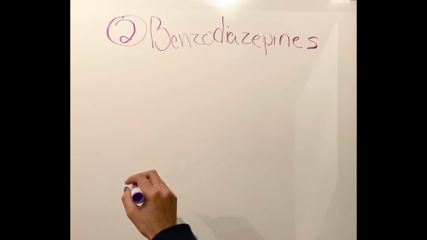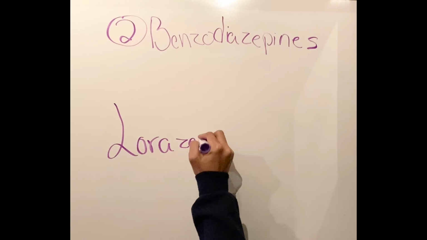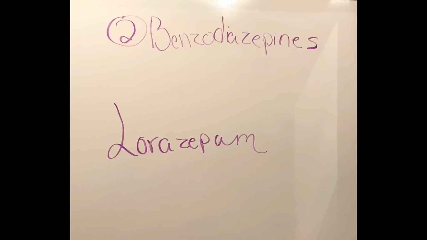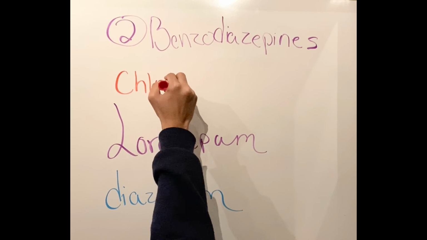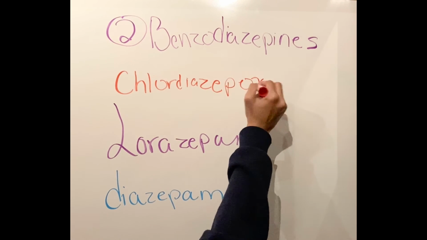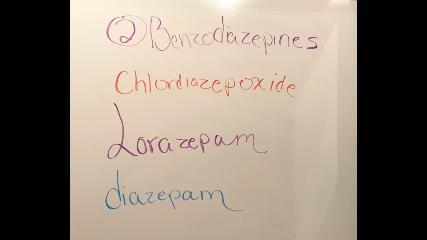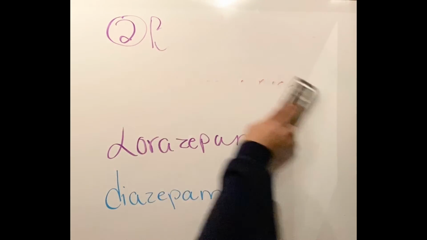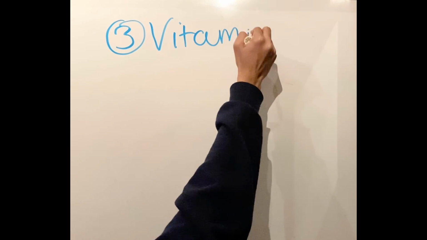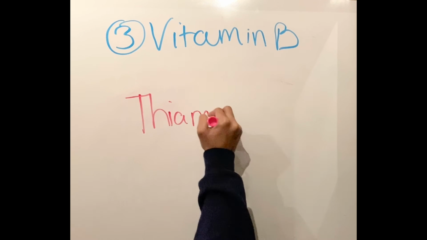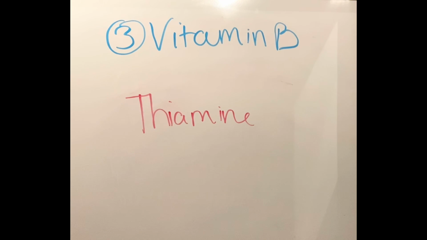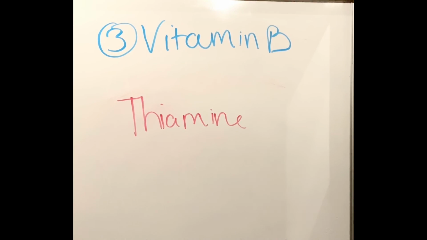Benzodiazepines are also considered, and examples of these are lorazepam, diazepam, and chlordiazepoxide. Lorazepam helps with seizures, and diazepam and chlordiazepoxide help with the withdrawal from alcohol and hypnotics. Vitamin B is also used to treat delirium in that thiamine is used to help with Wernicke's encephalopathy from excessive drinking.